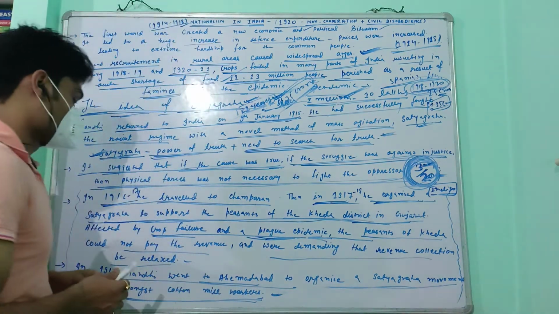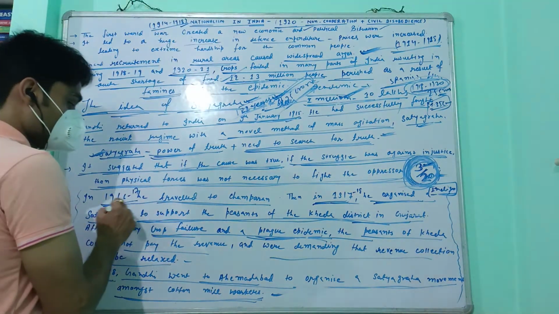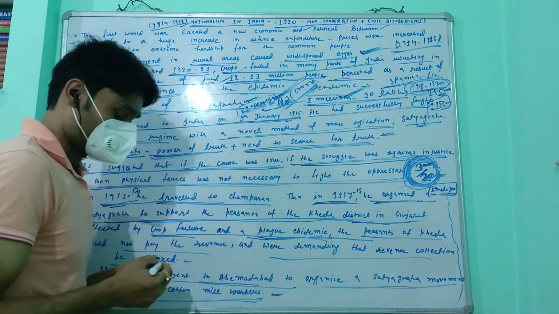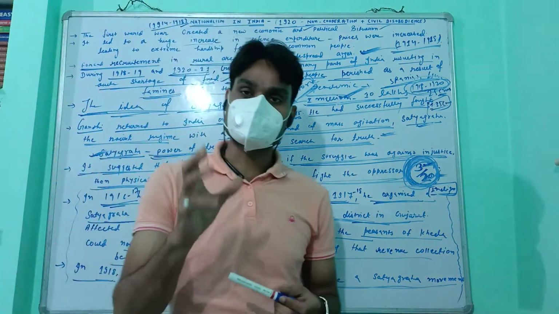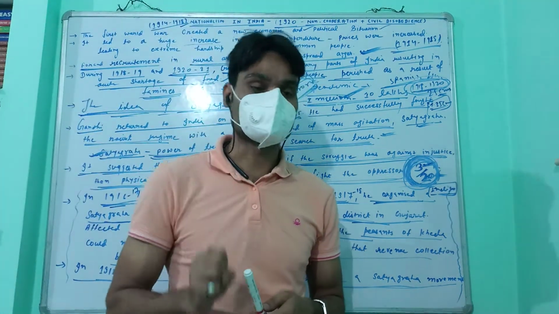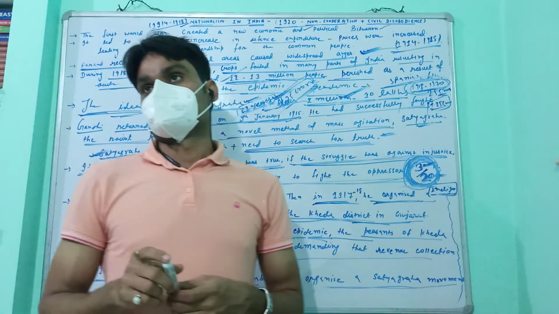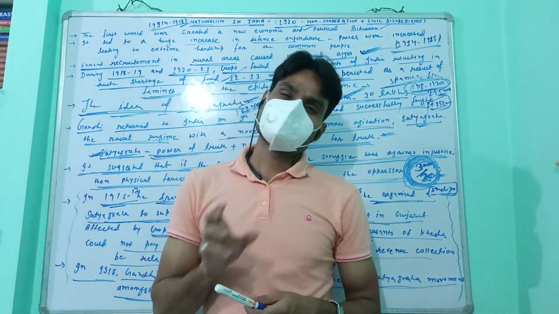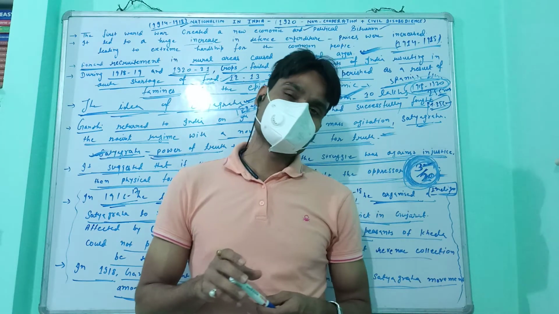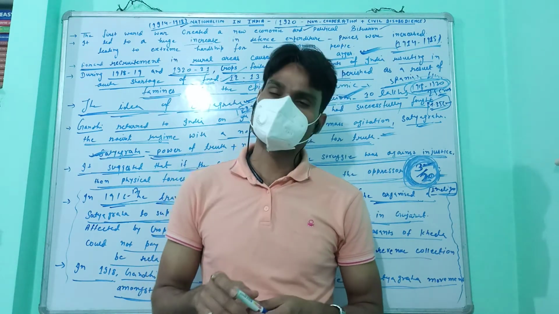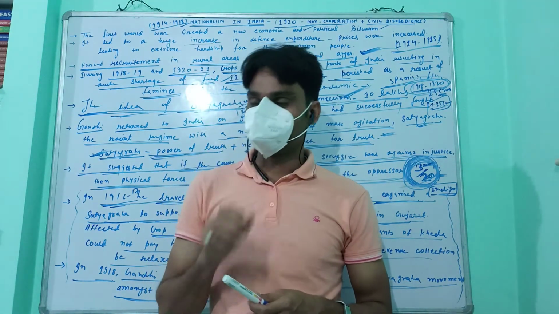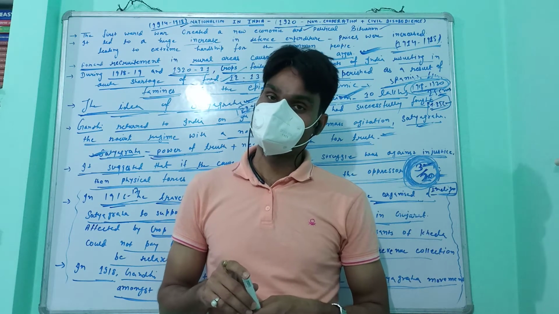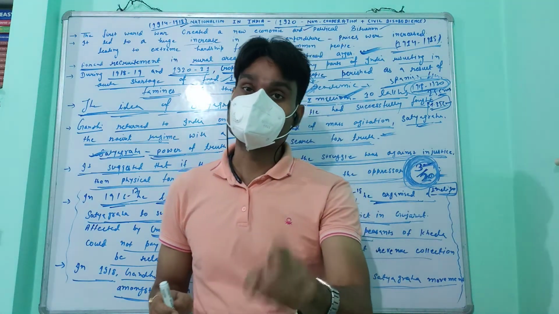So in 1917, he travelled to Champaran and supported the cause of the poor peasants of Champaran. The advent of Mahatma Gandhi at Champaran infuriated the Britishers. The Britishers got angry, and they asked Mahatma Gandhi to leave Champaran immediately.